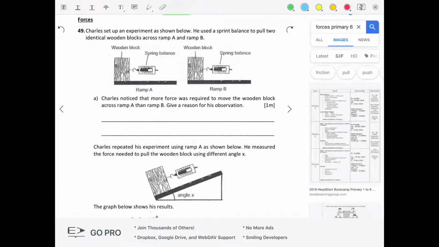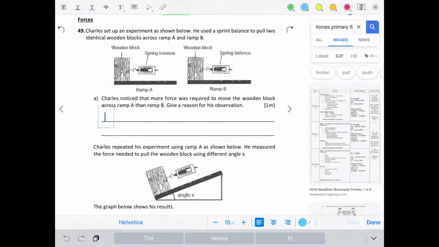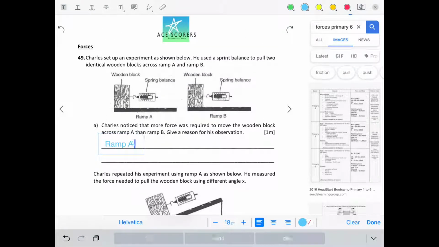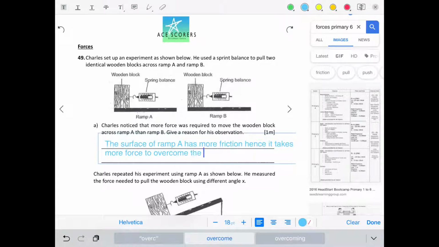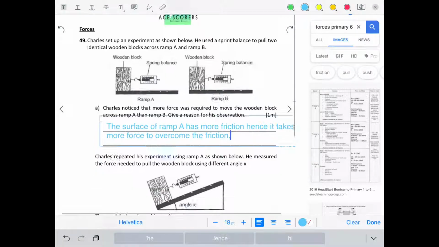Alright, so let's look at the forces question. We have this experiment. Charles noticed that more force is required to move the wooden block across A than B. Why? Which one is smoother? B. So you can say that the surface of ramp A has more friction, hence it takes more force to overcome the friction. Well done.